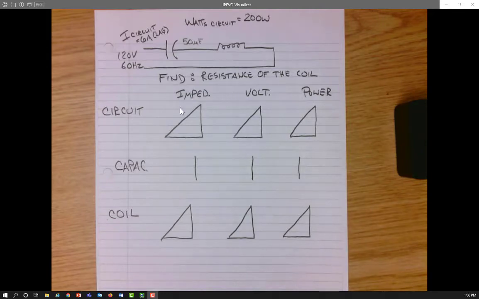When you learned this in second year, you might have had circuit, capacitor, coil on the top and impedance, voltage, power along the side. It's just a slightly different way of showing the triangles. This works just as well too. This is how I normally do them.